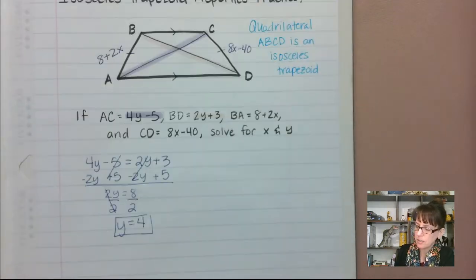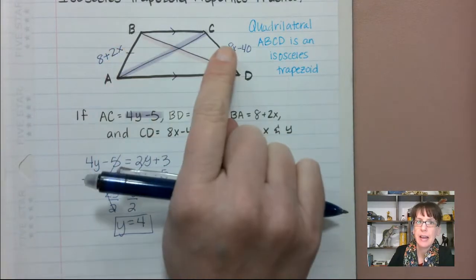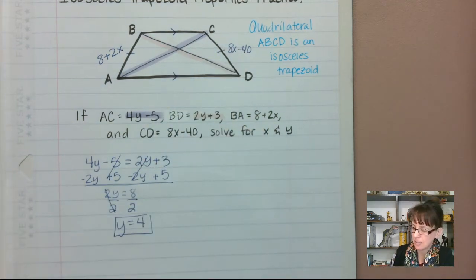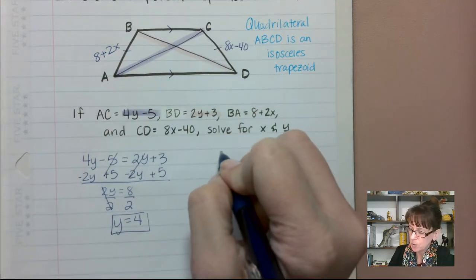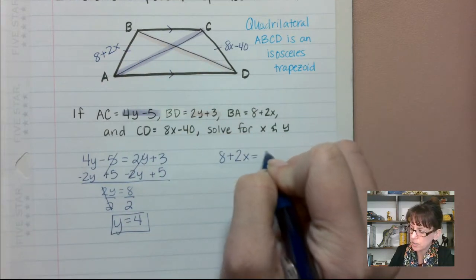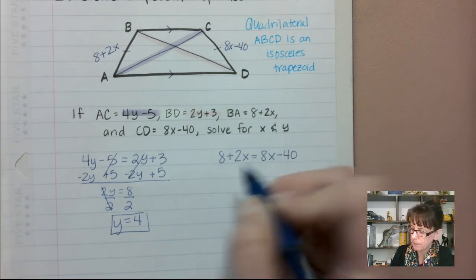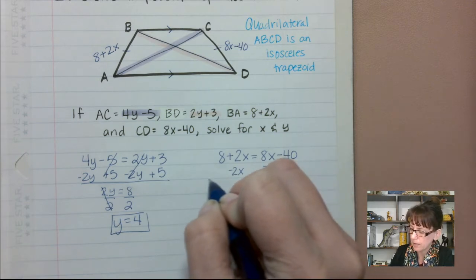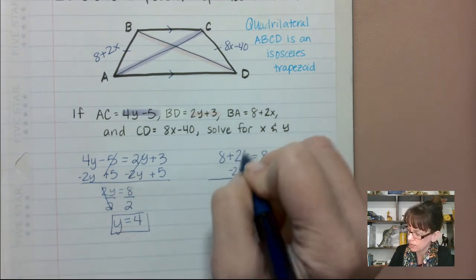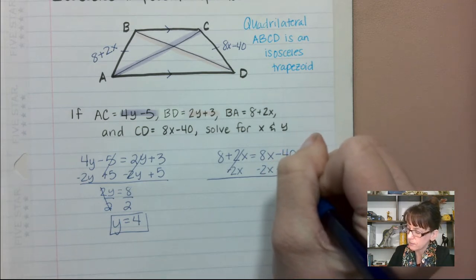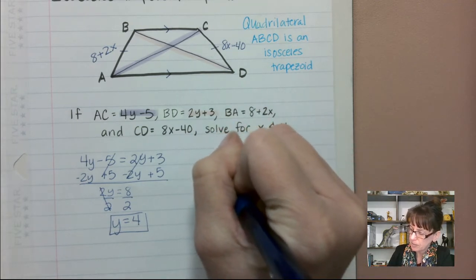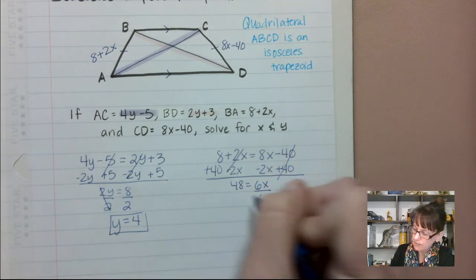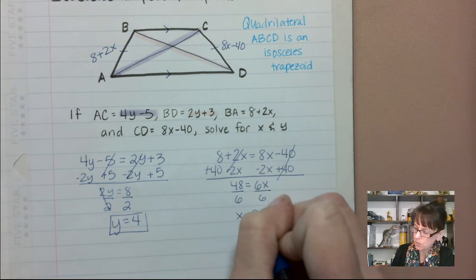Now the next part says 8 plus 2x, and this side over here is 8x minus 40. Because we know this is an isosceles trapezoid, these sides are congruent, which means they equal each other. So 8 plus 2x equals 8x minus 40. Let's subtract 2x just so that we don't get a negative variable. You don't have to do it that way. You could move the 8x to the other side if you wanted. And then let's add 40 to both sides. So we end up with 48 equals 6x. Divide both sides by 6, and we get x equals 8.